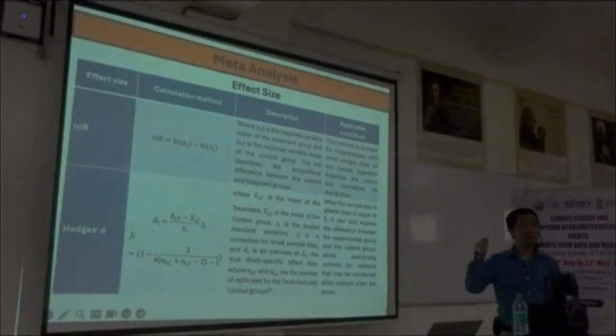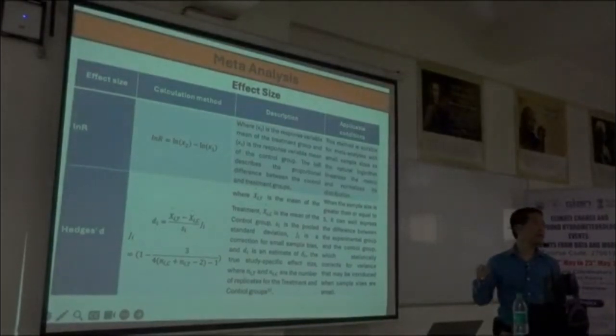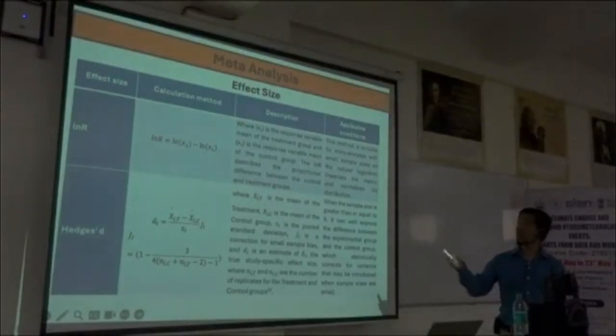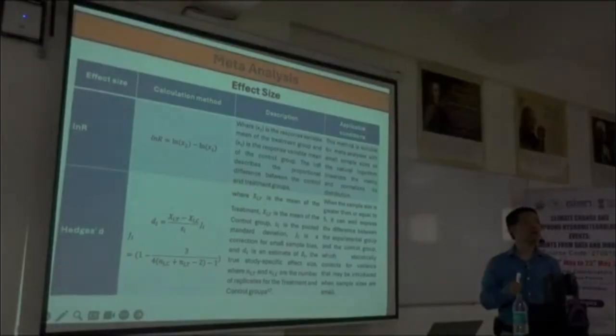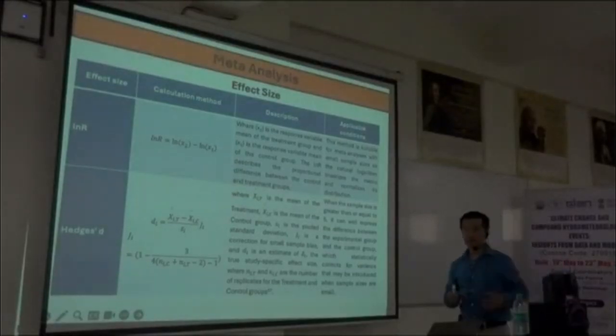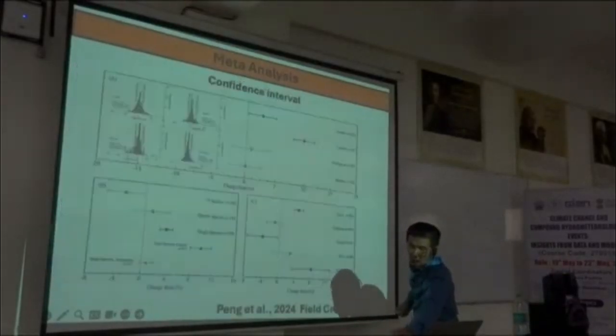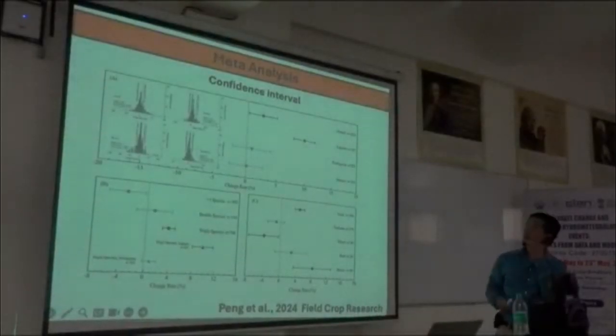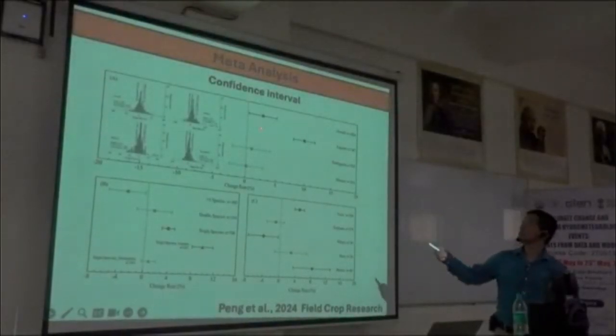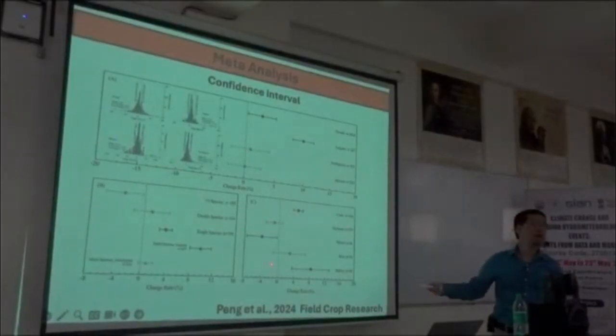So that's one thing. After you digitize the data, after you get your raw data, the first thing you do is try to calculate effect size. Then really the last step for meta-analysis is you calculate the confidence interval, right? The one I talked about earlier, right? So that's one, yes.